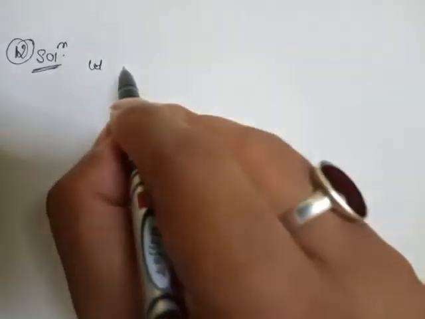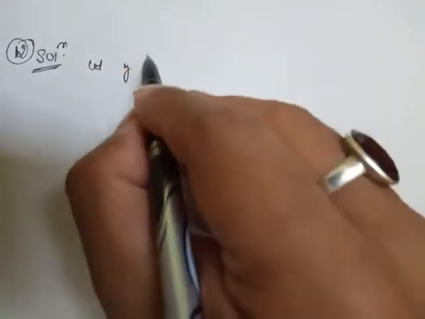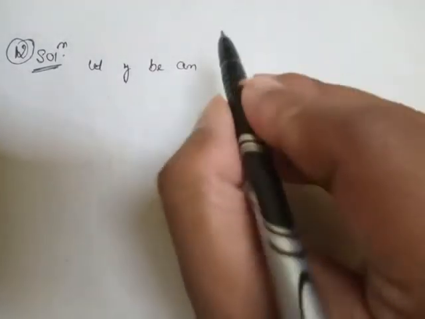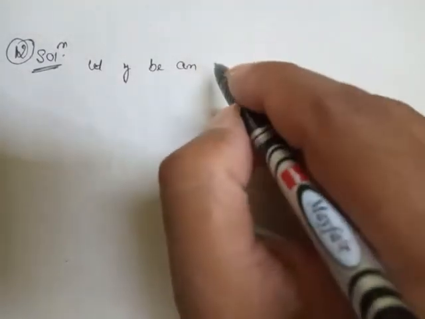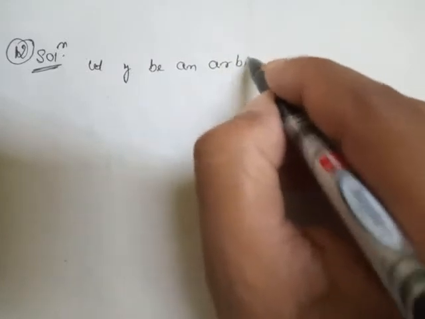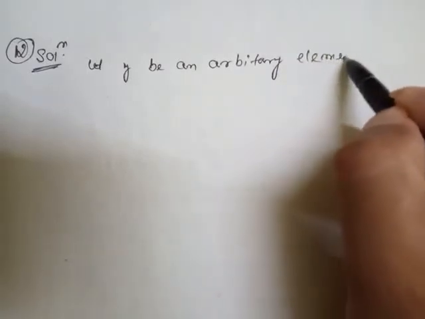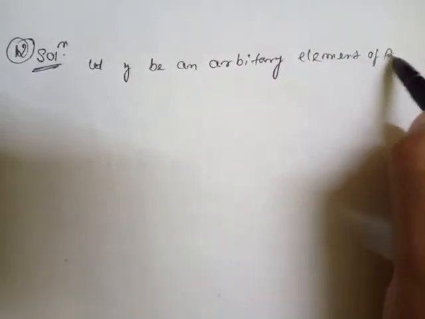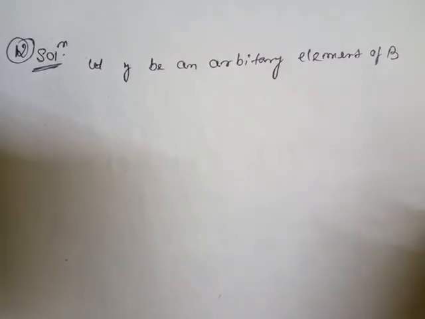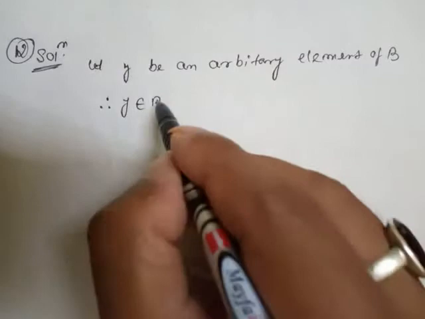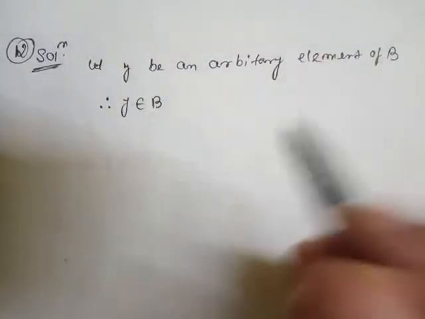Let y be an arbitrary element of B. Arbitrary means any element. So therefore we can say that y belongs to B. It is obvious, because if y is an element of B, we can say that y belongs to B.